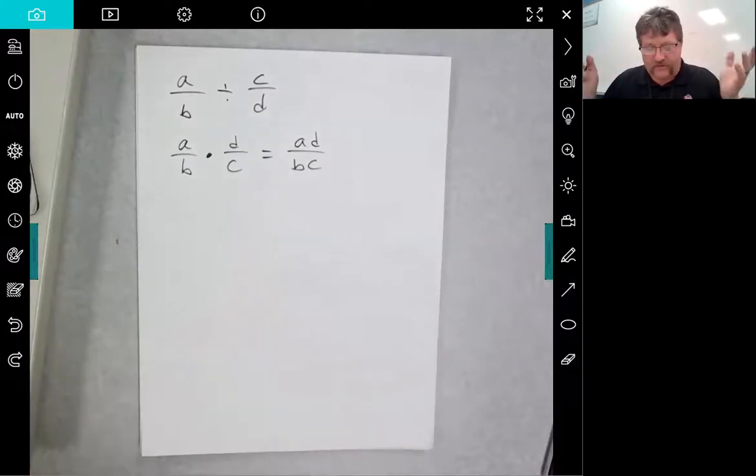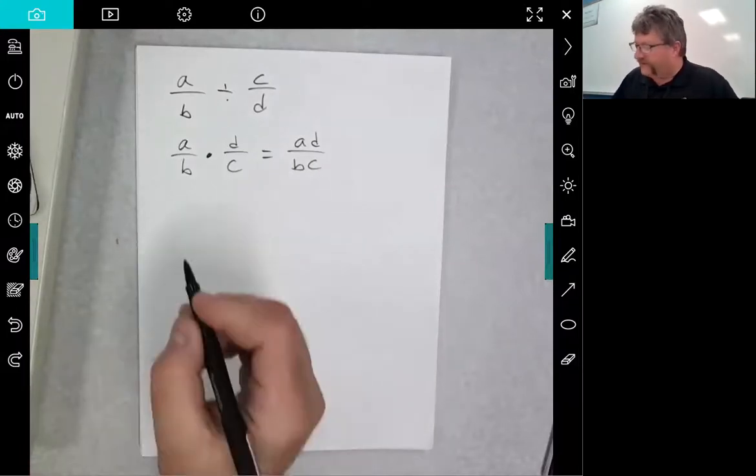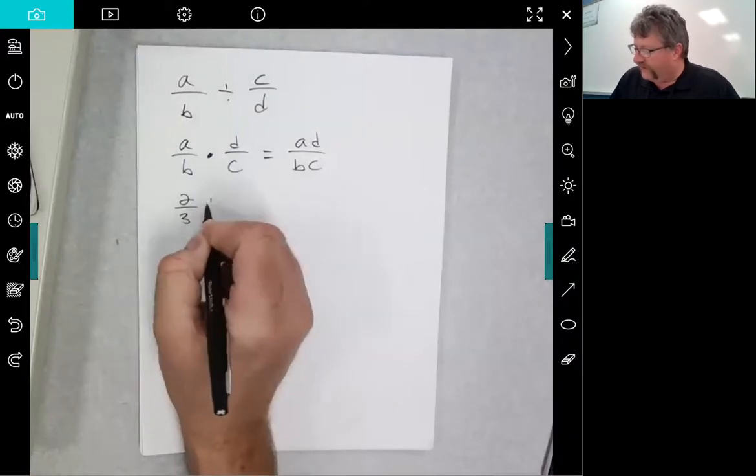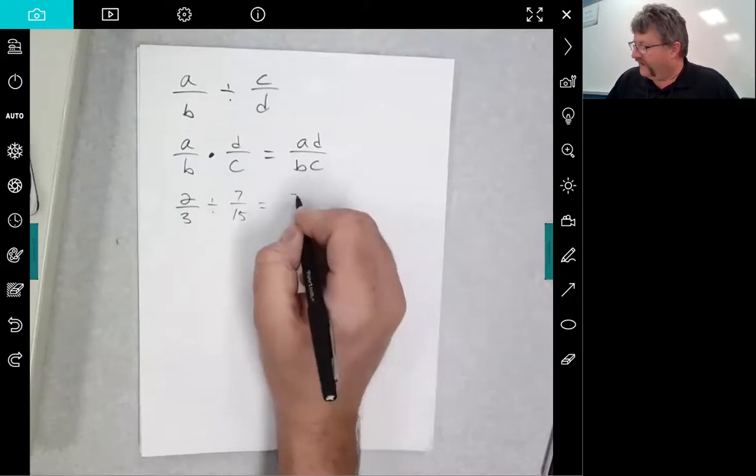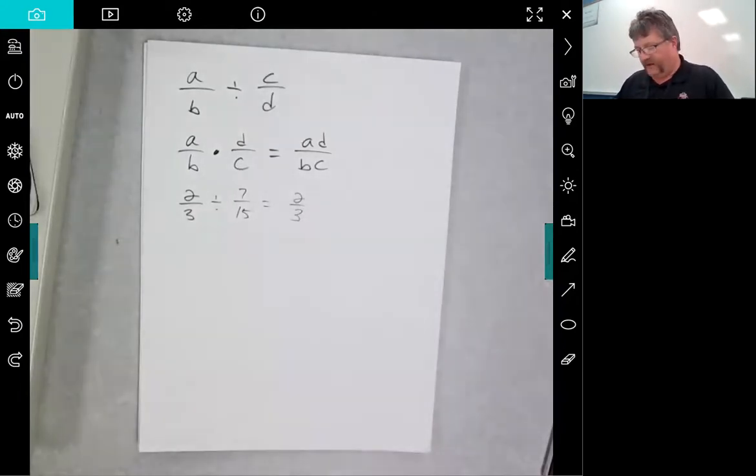All right, so that's all we're going to do. Let's do it. Let's try 2/3 divided by 7/15. We leave the first fraction alone, and we get a pen that works.